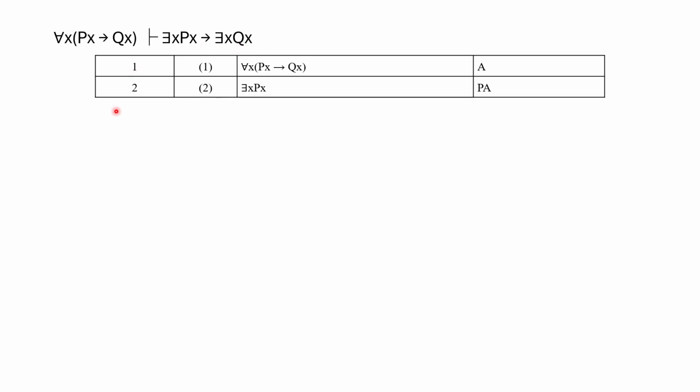So looking at what I have in 1 and 2, one of these is a universal quantifier, one of them is an existential quantifier. So which one do we have to do first?